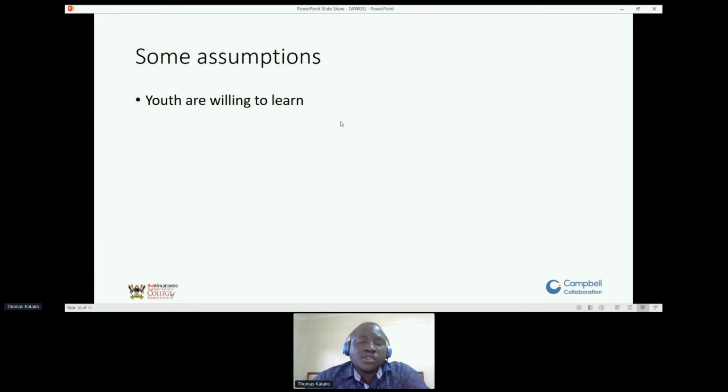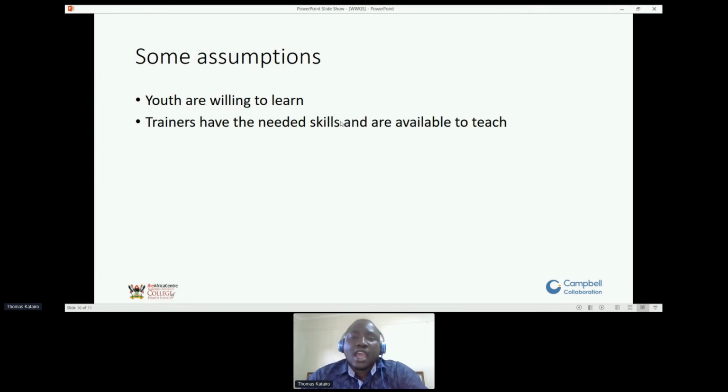So if the youths are not willing to learn, then they won't get these skills that they're talking about. Another one is that the trainers have also the needed skills. They're also skilled enough, and they're also available to teach, because you might have these interventions, but when the trainers are not around to pass on the information. Another one is availability of funds. You're going to realize that most interventions actually require funds. So this is a main assumption that you always have.